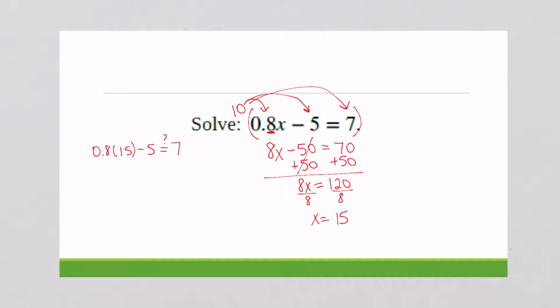So on my calculator, I'm going to type it in. 0.8 times 15. And I get 12. 12 minus 5 is 7. 7 equals 7. That is correct. So I know that's the correct answer.